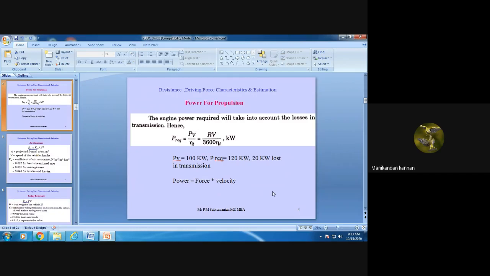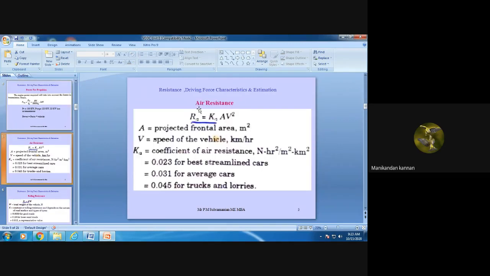Now, see, for air resistance, there is a formula. For finding out air resistance, we have Ka, A, V squared. Ka is the coefficient of air resistance, A is the frontal area, and V is the speed of the vehicle, that is in kilometer per hour, okay? So for finding this, we have a formula. That is, what will be the air resistance?